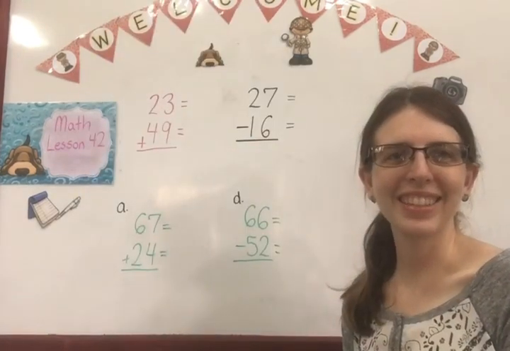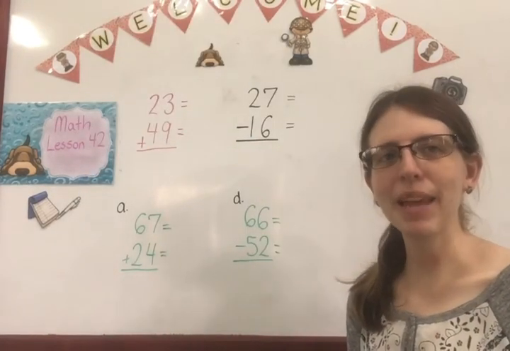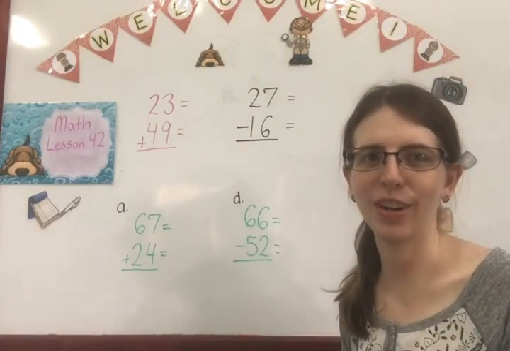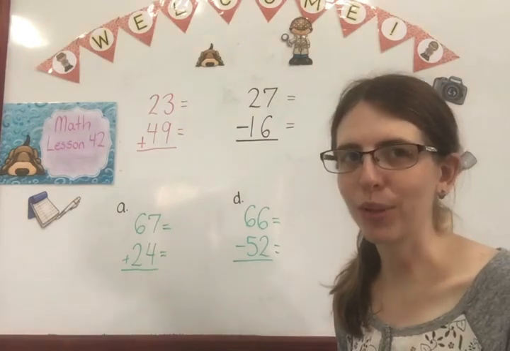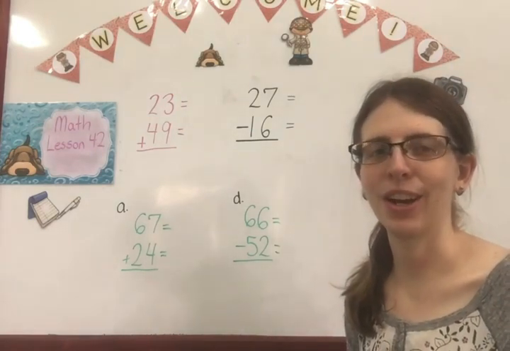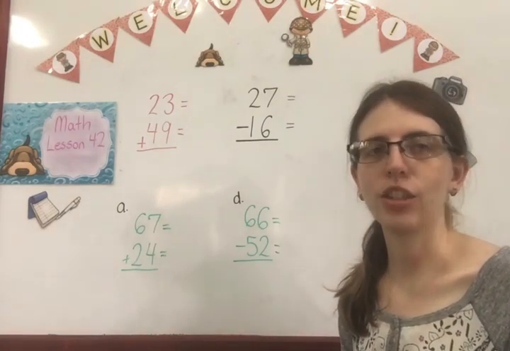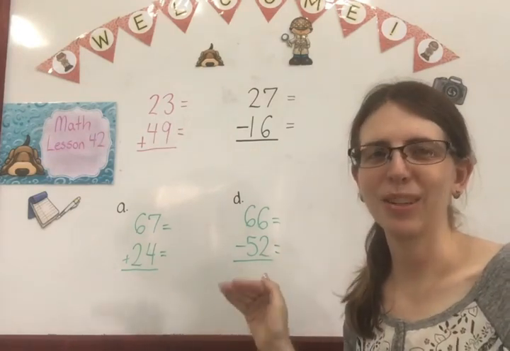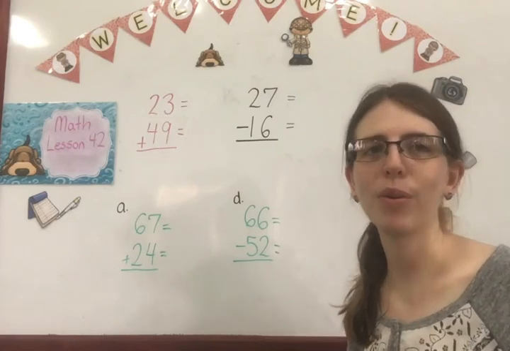Okay guys, let's learn estimating. Estimating is a way to find the answer that is close to the right answer, but it's not the actual answer. It's not exactly the answer. We can use estimating to do math very quickly when we don't need to know the exact answer, we just need to know somewhere around the right answer.